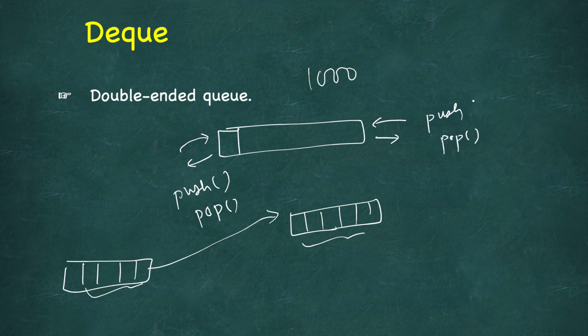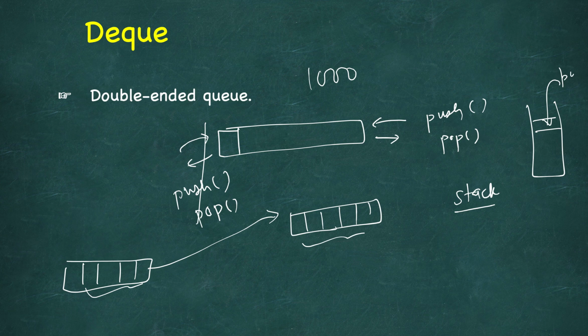And let's say you want to use its functionality to implement another interface for a stack. In a stack, we know that we can push at this end and also pop from the same end. So at the same end, we have to use push and pop. So what we will do, this is the front of the queue.